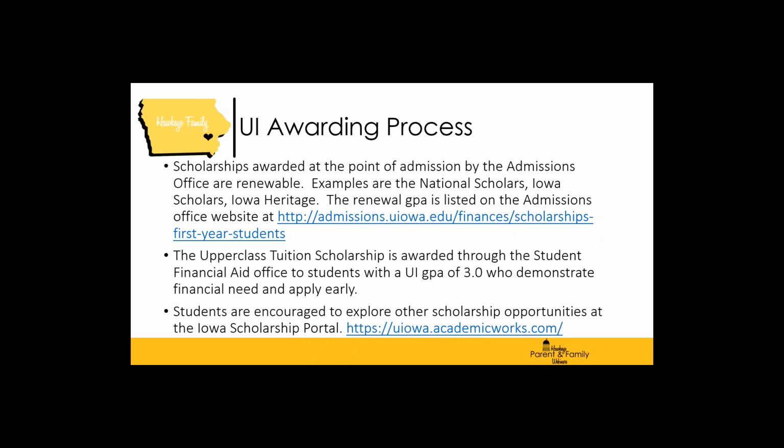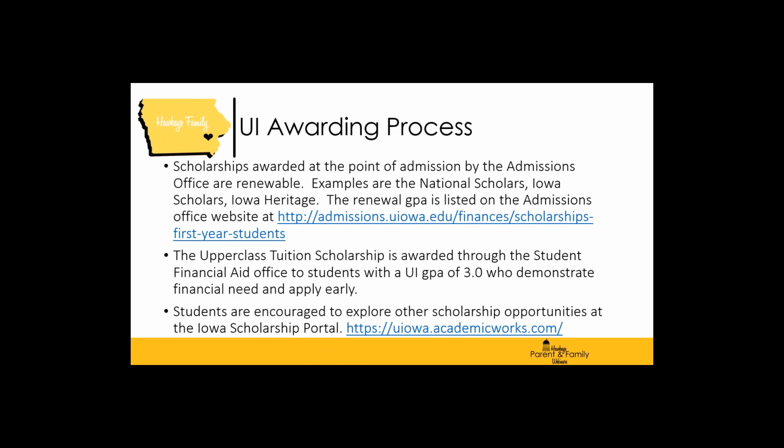The Office of Student Financial Aid awards a scholarship called the Upper Class Tuition Scholarship, and that is awarded based both on merit and financial need. So to qualify for that, a student has to have a UI GPA of 3.0 along with demonstrating financial need and applying early. Now, some of your students may have received our freshman tuition scholarship for this year, and that would have been based on their high school record. That is not renewable as a freshman scholarship. It's renewable as an upper class scholarship, and for that, then they'll be reviewed based on their UI GPA.